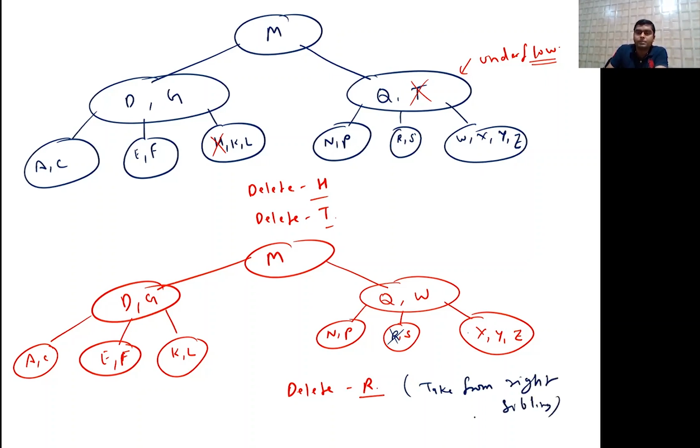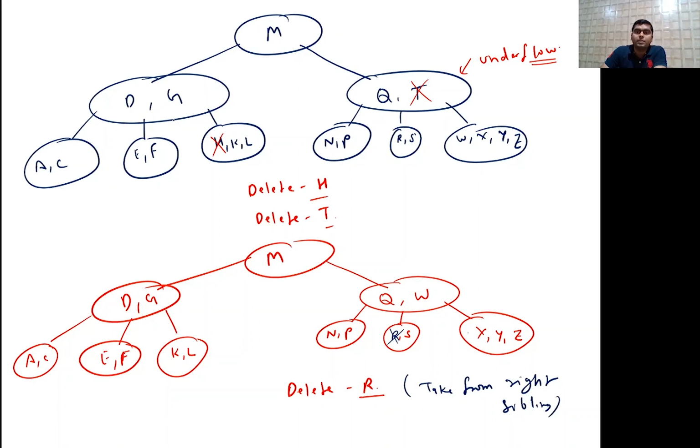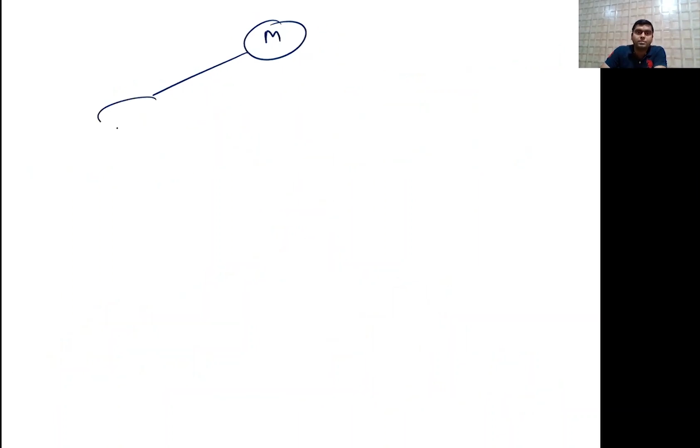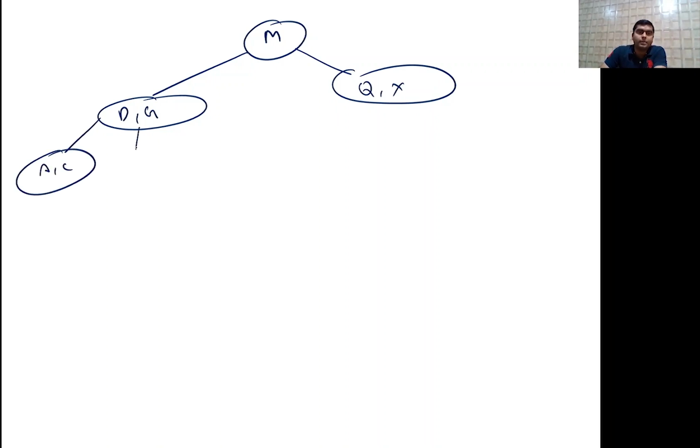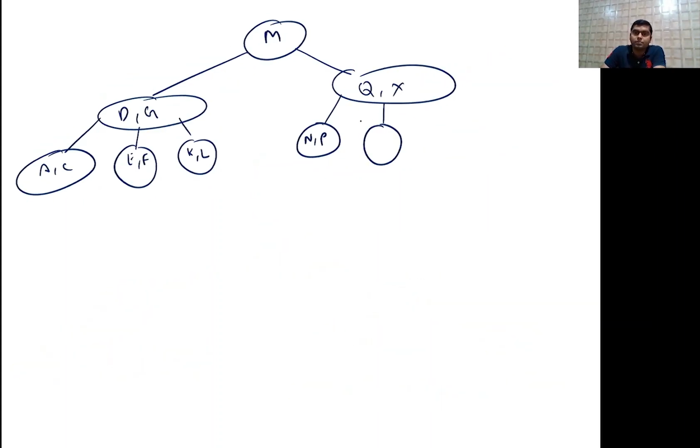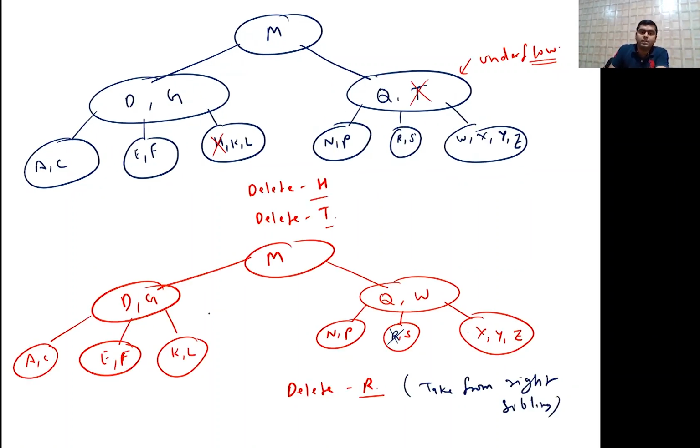Okay, so in the right sibling case, what will we get? M will be the root, and the left is D, G and Q, X. So it is D, G and Q and X, and here A, C, and in between E, F, and here H has gone, so K, L, and on the left side N, P, and here R has gone, so it is S, and W comes down, so S and W, and the right side is Y and Z. Okay, so this is the case after deletion of R.